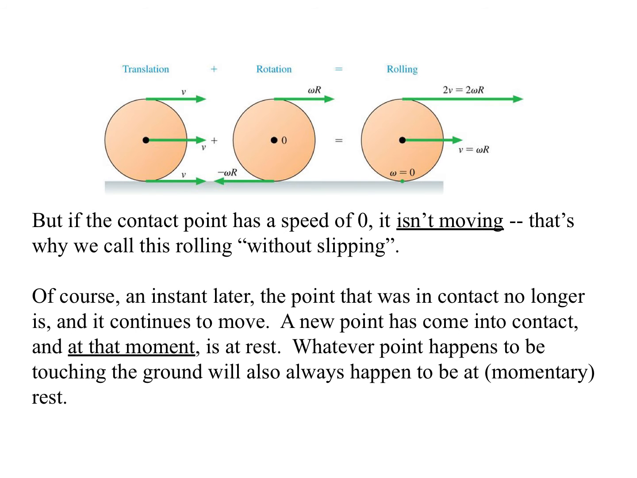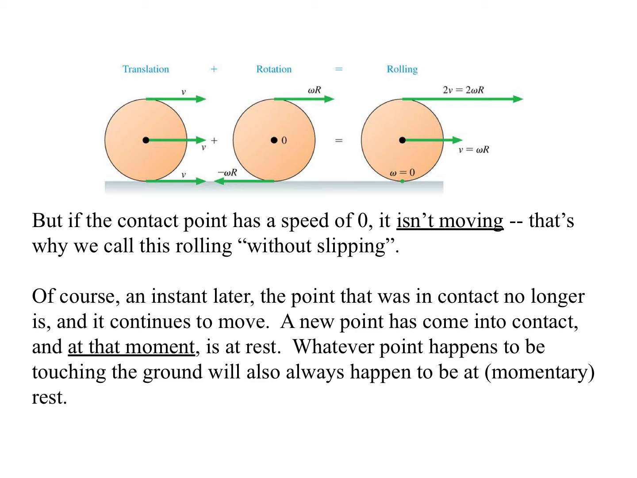But if the contact point has a speed of 0, it isn't moving. And that's why we call this rolling without slipping. In fact, we often think of it the other way. Because we want that point to be at relative rest, then we have to have that the forward motion of the wheel is omega r, counteracting the backward motion of the rim.